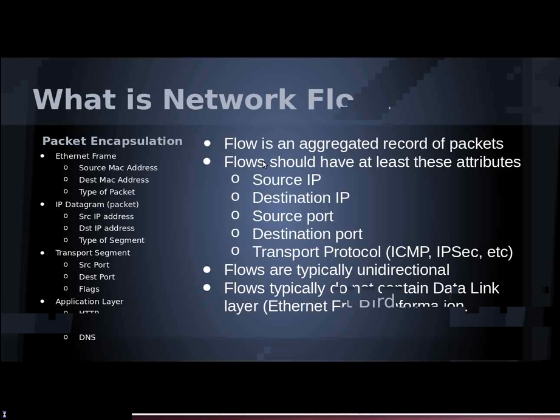A flow should have at least these attributes: source IP, destination IP, source port, destination port, transport protocol, and ICMP, IPsec, etc. Flows are typically unidirectional. One thing to consider is that flows typically do not contain the data link layer. In terms of data reduction, since this information is not contained, a PCAP is a very much larger size than the actual NetFlow itself.